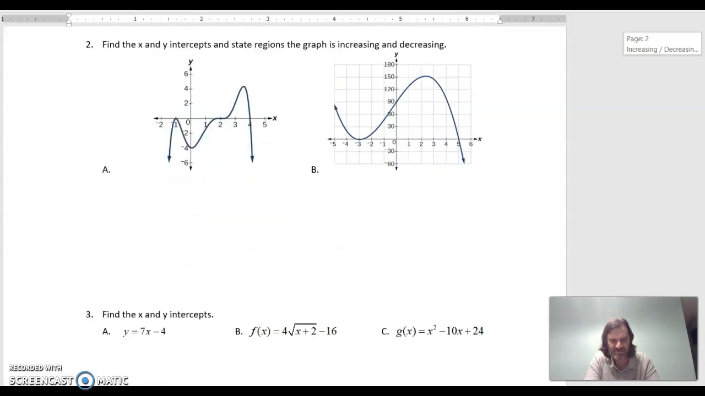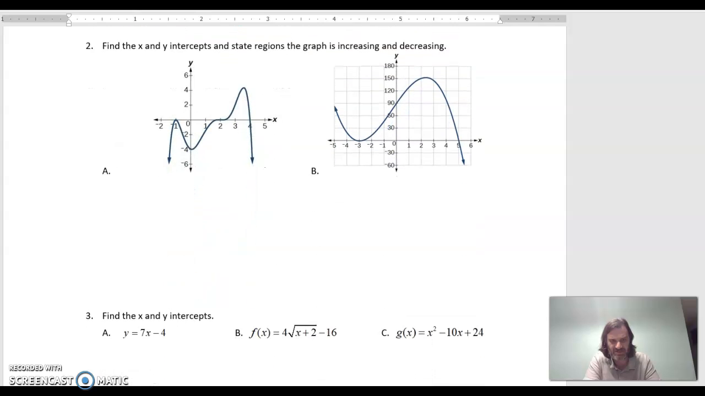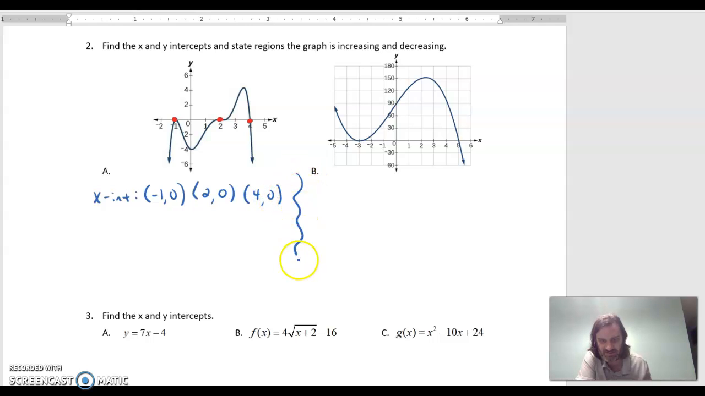Let's see here. Let's slide down. The next set of problems are a couple of graphs. Sorry, it's getting a little weird. For the first graph, it says find the x and the y intercepts and state the regions the graph is increasing and decreasing. So we got several things to do here. But first of all, let's do the intercepts and know that x-intercepts happen on the x-axis. So we'll hit all the points where we're touching the x-axis. So the x-intercepts are the points -1, 0, 2, 0, and 4, 0.